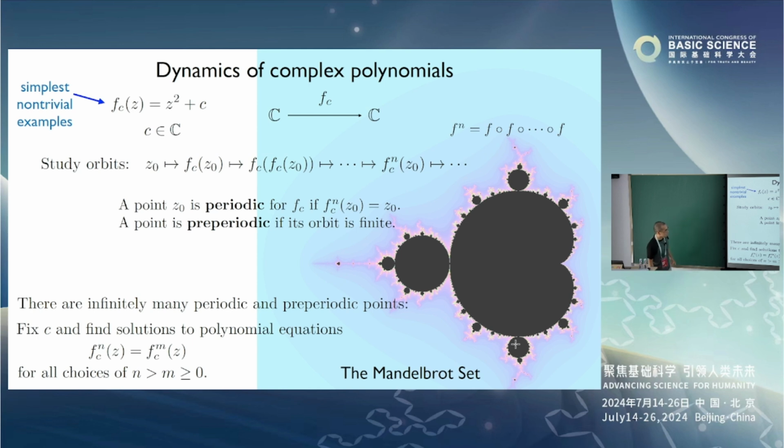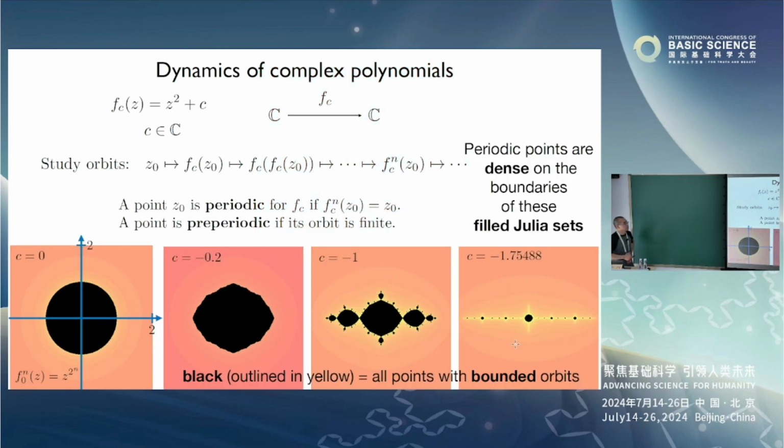And also, the boundary of the Mandelbrot set is what? You can imagine that the critical point 0 is preperiodic. It stands on the boundary of the Mandelbrot set. So you can see there are lots of C on the boundary of the Mandelbrot set such that the critical point 0 is preperiodic. Okay, so this is the picture, and also let's see some examples.